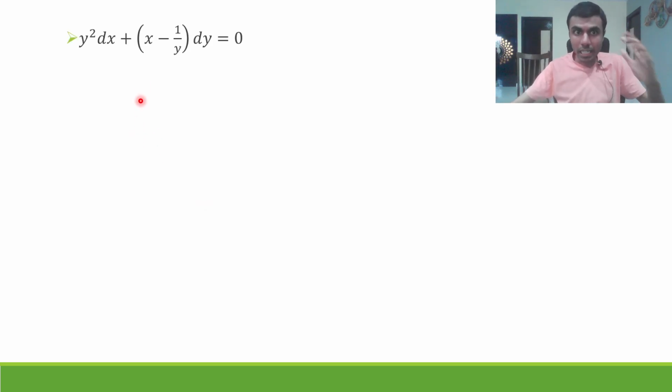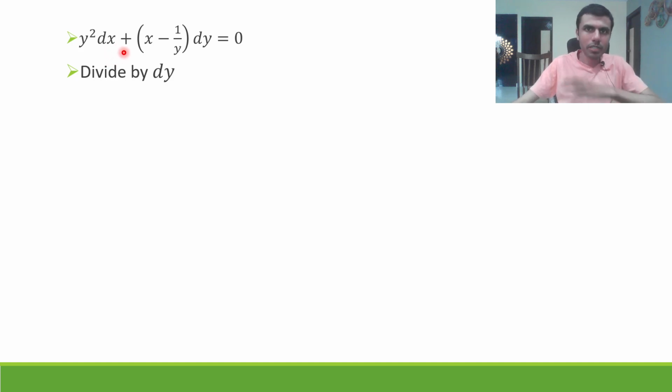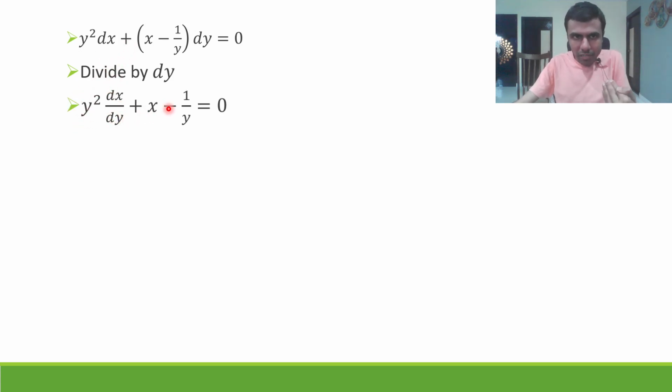Listen to me carefully. Now see, first divide by dy, because in the standard form you have dy by dx plus y into p of x, but here it's linear in x, so it is going to be dx by dy, fine. So y square dx by dy plus x minus 1 by y equal to 0. Send this minus 1 by y to the RHS, fine.